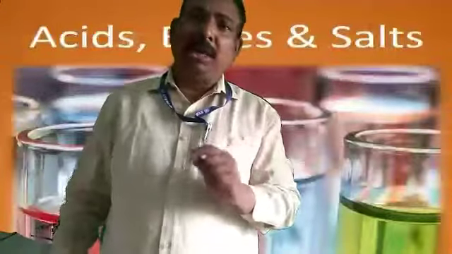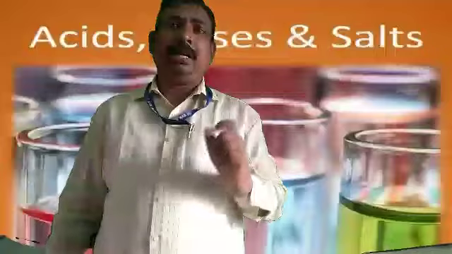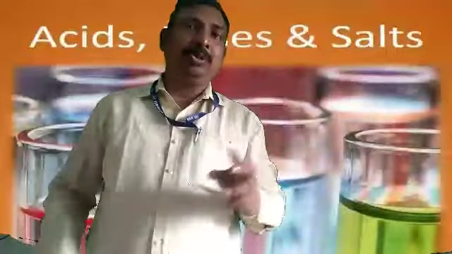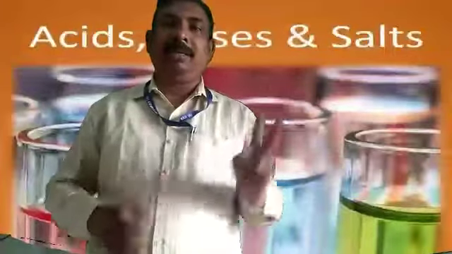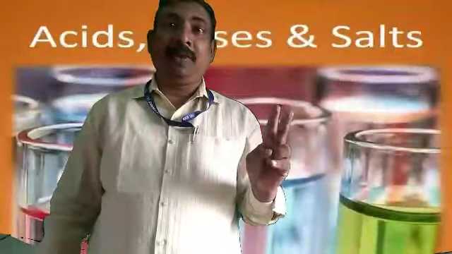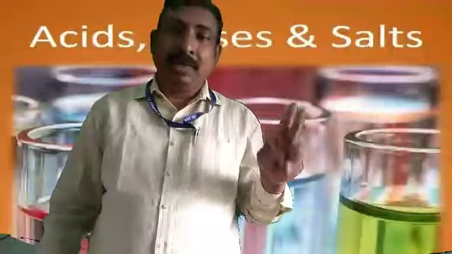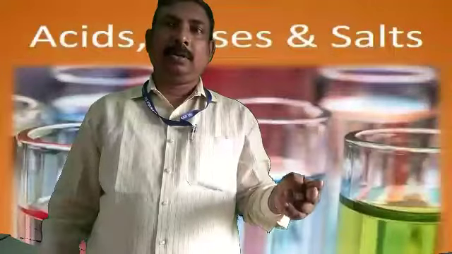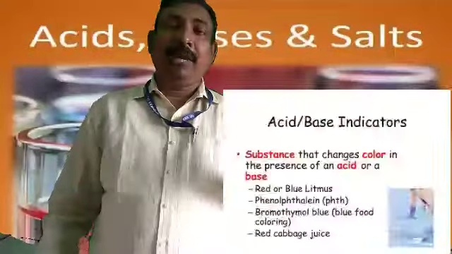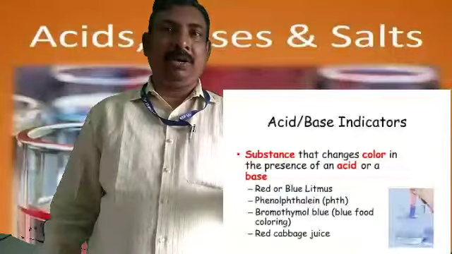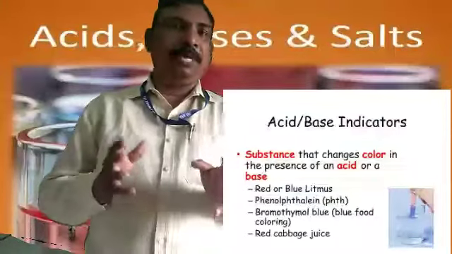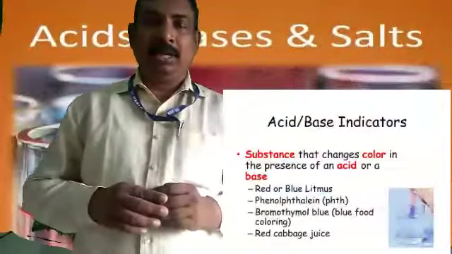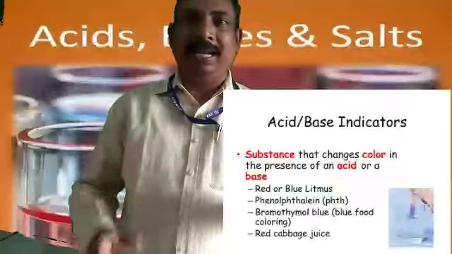Okay, what are the contents we have in this particular chapter? In this chapter, we have the indicators. Indicators are used to identify whether it is acid or base. Second, reactions of acids and bases with different substances. And third, we are going to learn salts, the family of salts. So these topics we are going to discuss in this chapter along with pH and its importance.